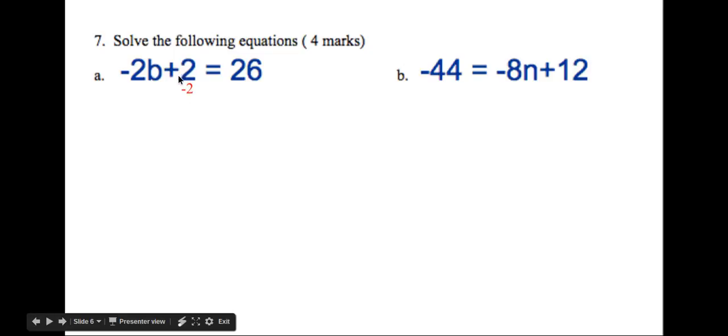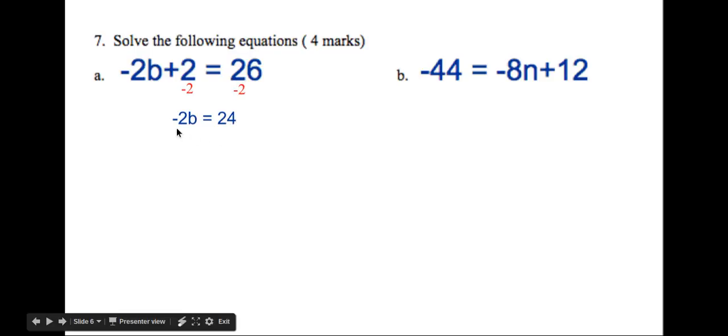Okay, and that's going to make the 2 disappear. Right? If we subtract 2 from the left-hand side, we also have to subtract it from the right-hand side to keep everything balanced. Okay, and so after we do that, we're just left with negative 2b on the left-hand side, and 26 take away 2, 24.